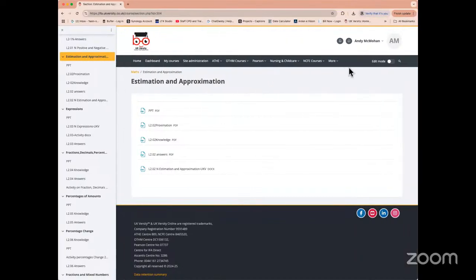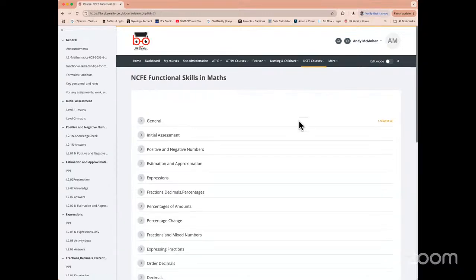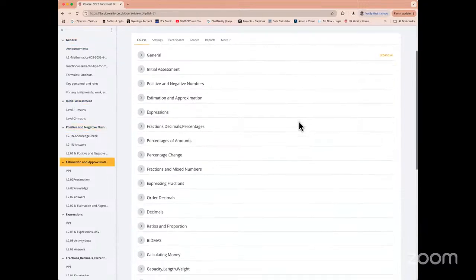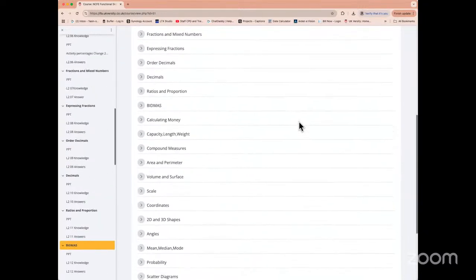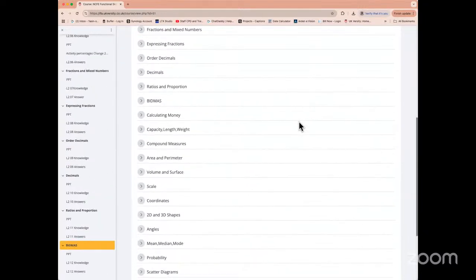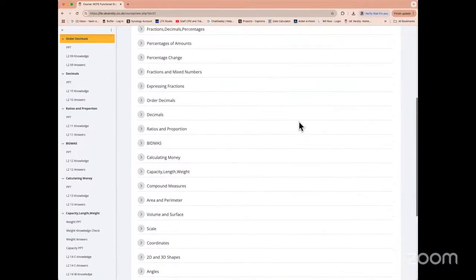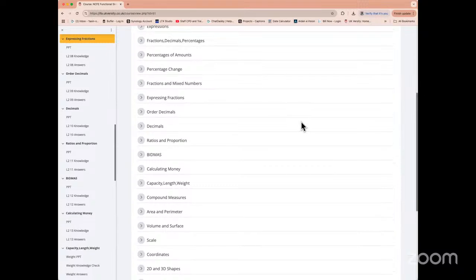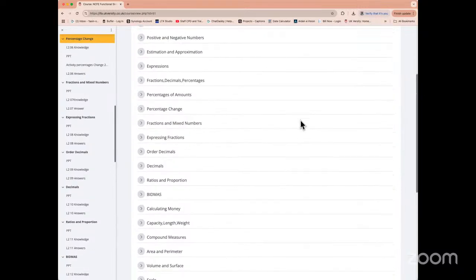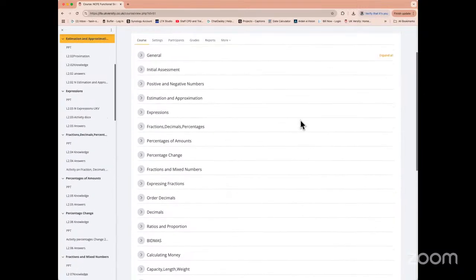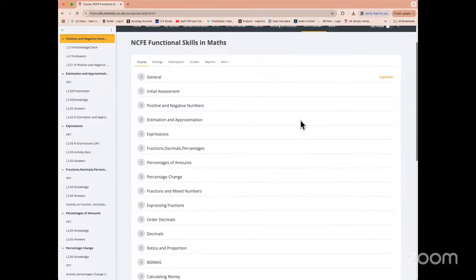Essentially, if you log in and go into NCFE courses, click on maths, you'll see there is a huge topic list. There are about 29 topics in maths that we need to look at. The exam is 2 hours, and the first half an hour is a non-calculator section. The next 1.5 hours is a section in which you can use a scientific calculator.